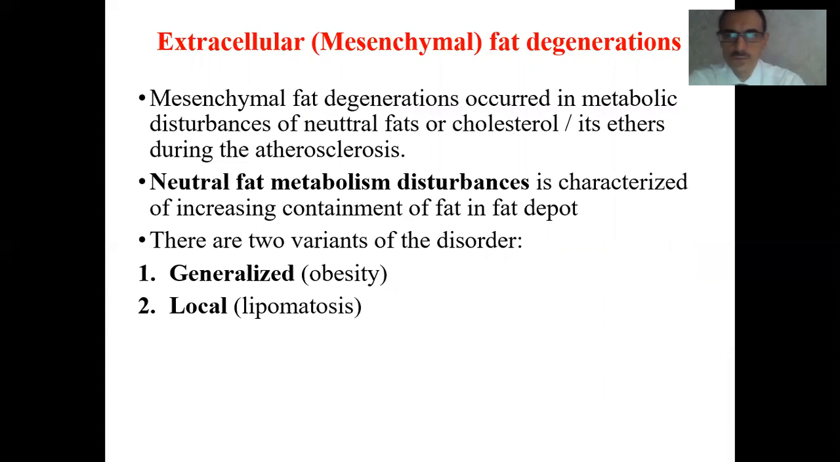Now let us discuss the extracellular mesenchymal fatty or fat degenerations. The mesenchymal fat degenerations occur in metabolic disturbance of neutral fats or cholesterol esters during atherosclerosis. Neutral fat metabolism disturbance is characterized by increasing content of fat in the fat depot. There are two variants of these degenerations: the generalized, that we call obesity, and the local, or lipomatosis.